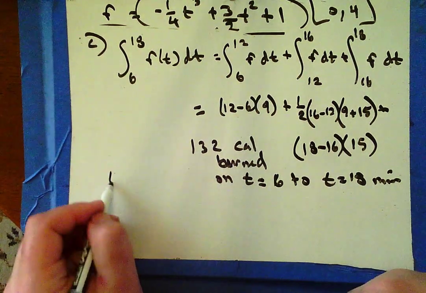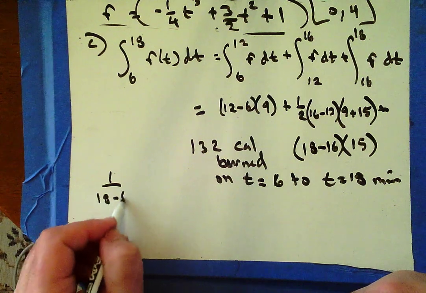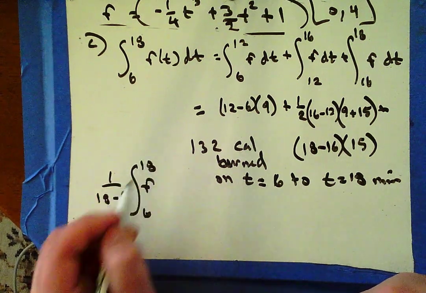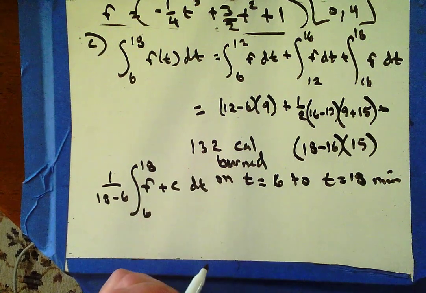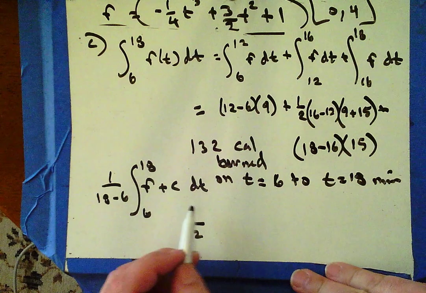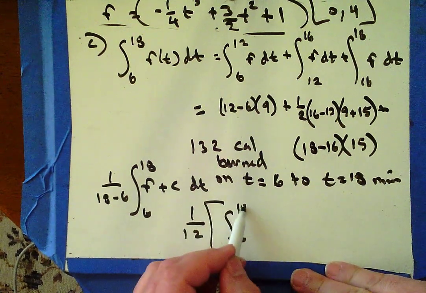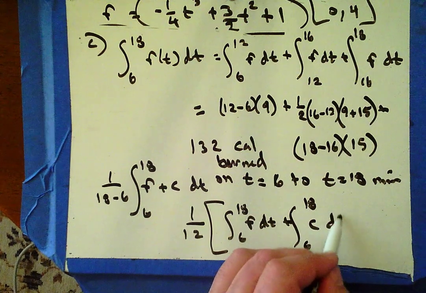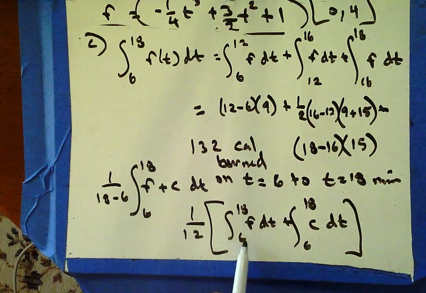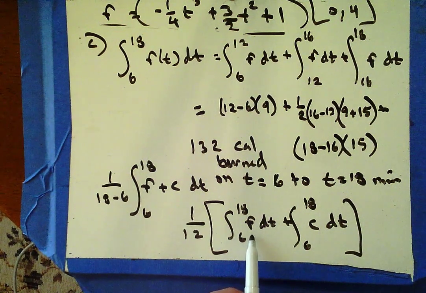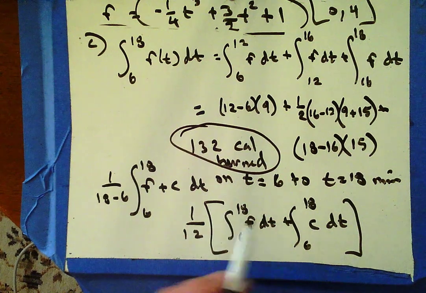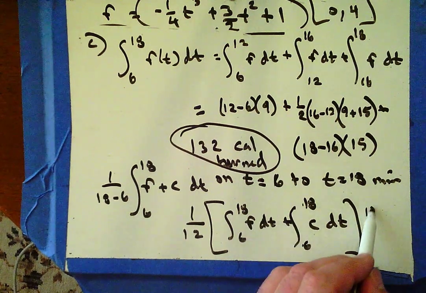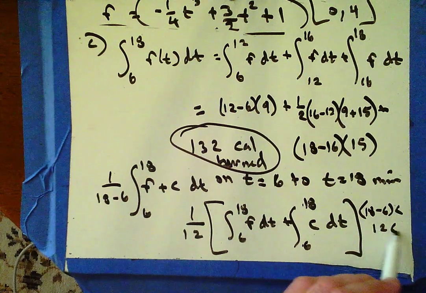Okay, so average value, so 1 over 18 minus 6, integral of f from 6 to 18, but it's f plus c because we shifted everything up. So that's 1 over 12 times the integral from 6 to 18 of f plus the integral from 6 to 18 of c. Well, we just computed this number to be 132, right? That was how many calories were burned from 6 to 18. And this, the integral of a constant, is a rectangle, b minus a, 18 minus 6 times c, or 12c.